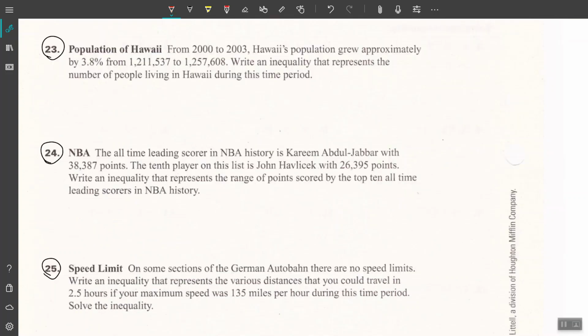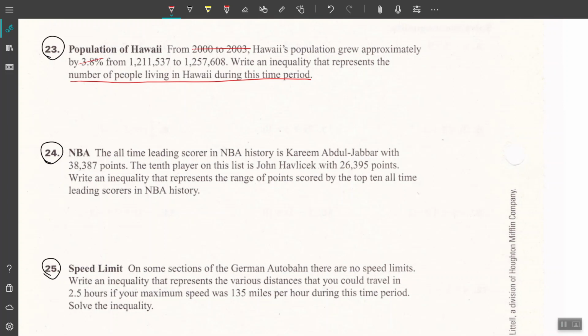All right, some word problems. In number 23, they give you a time span of 3 years there, where Hawaii's population grew 3.8%. And then they give you two figures, both in the millions. You don't need to know the time frame, okay? That's just extra information. And you don't need to know by how much it grew between 2000 and 2003 to solve this word problem, because they just ask you to write an inequality that represents the number of people living in Hawaii during that time period.